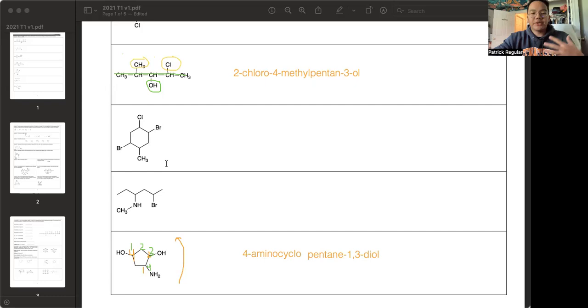Now, cyclic compounds are probably the biggest challenge for the first test because of how tricky they can be, and he will throw a bunch of tricks at you.